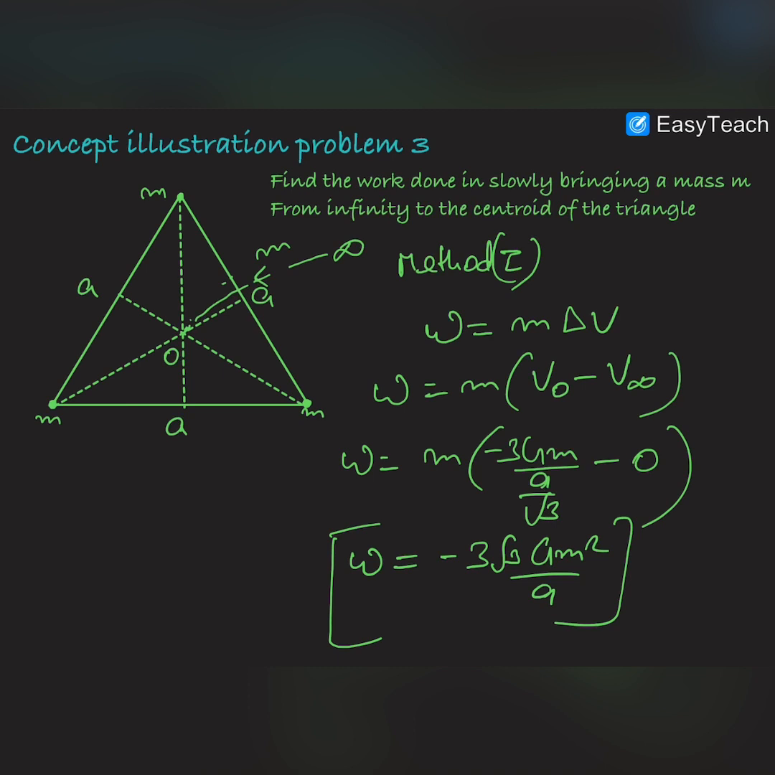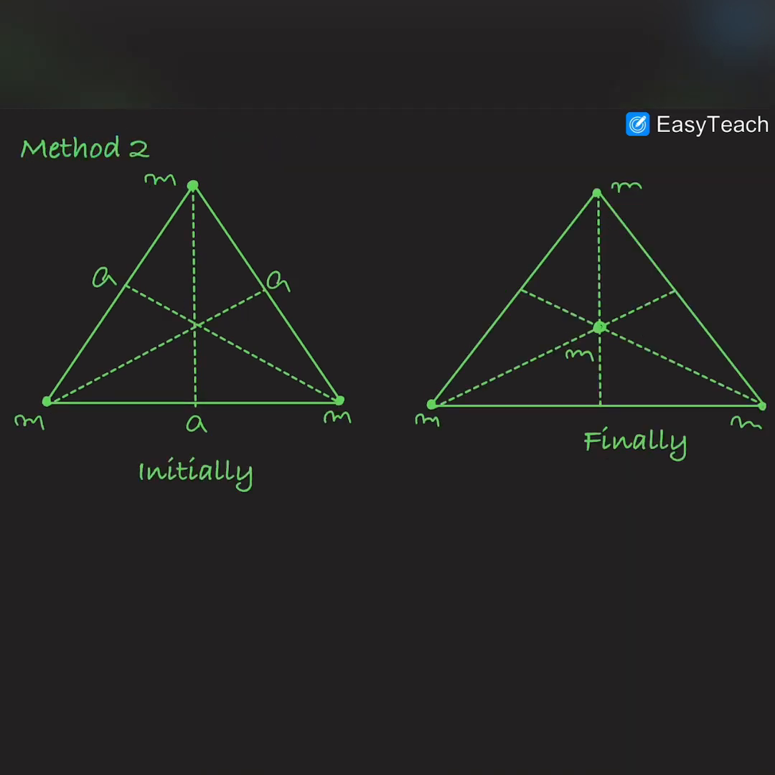Now let us discuss the second method to solve this kind of problem. In this second method, we would just use the formula that work done would be equal to the change in potential energy, U final minus U initial. Let's suppose that initially this system was in this form, in which only three masses were placed on the vertices of an equilateral triangle, and finally when we brought the fourth mass from infinity to this point, then this system becomes like that.